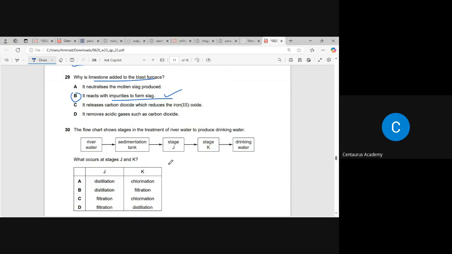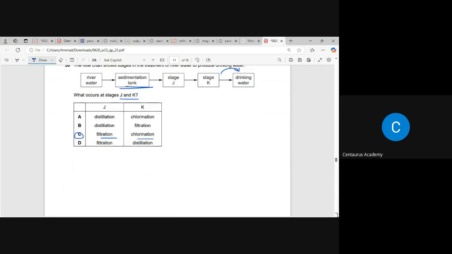Okay, look into question number 30. What occurs at stages J and K? And J, after sedimentation has already taken place, filtration takes place, okay, first. And lastly, you have chlorination before it is sent for commercial purposes, for drinking water and everything else. So before drinking water comes chlorination, and before chlorination has to be filtration of all the impurities, all the gravels, any sand residues or any other thing which has settled down within this sedimentation tank. Okay, so you have to filter it out.